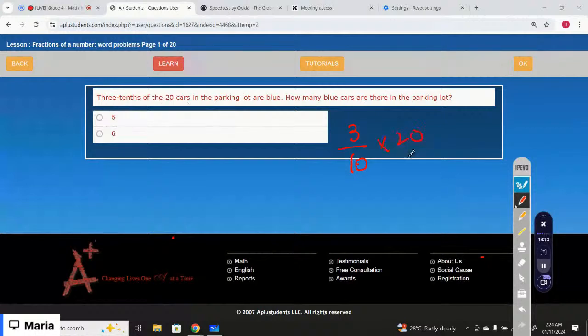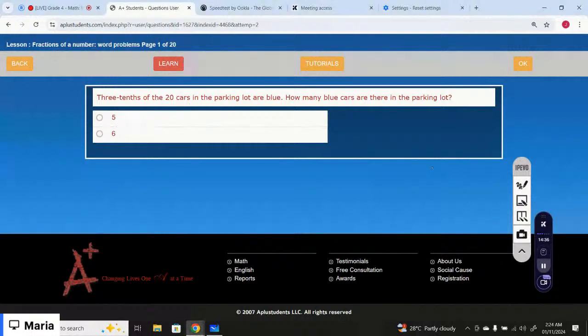So let's just calculate 3/10 of 20. So 20 times 3 is 60 and 60 divided by 10 is 6. So the correct option is 6. That means 6 of the cars in the parking lot are blue. Got it? Option number 2 is the correct option. That is 6.